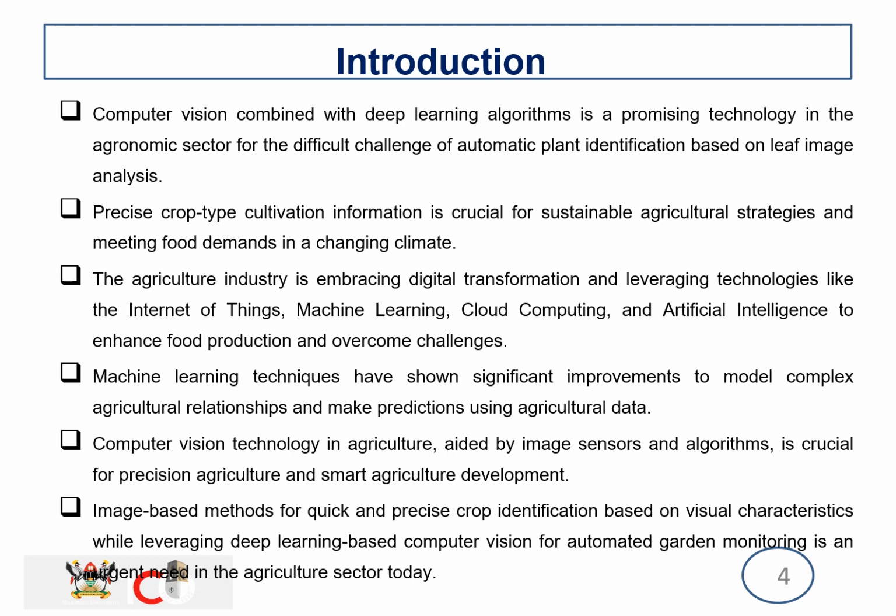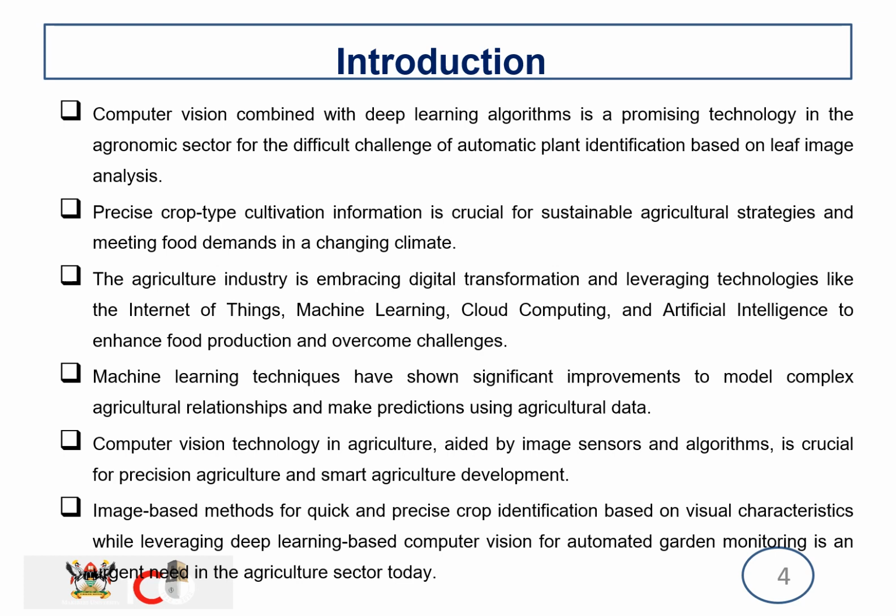Here we look at the machine learning techniques that have come into play to model complex agricultural relationships and make predictions using the data captured from the agri sector. Computer vision technology in agriculture, now aided by image sensors and algorithms, is crucial for the accuracy of agriculture, and we can call it smart agriculture development.